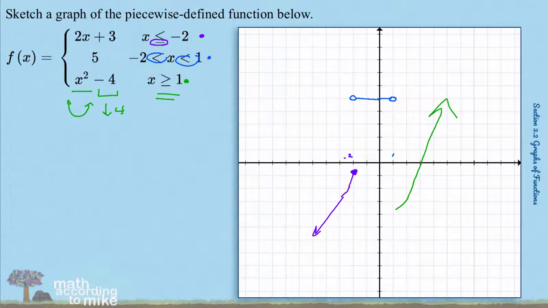And then at 1 for the parabola, what type of dot am I going to use? Hopefully you said a closed dot because it's got an equal sign. So a piecewise defined function, again, is made up of pieces of other functions. Hopefully yours looks 20 times better than this one, because this is terrible. Absolutely terrible. I'm sorry, Picasso.